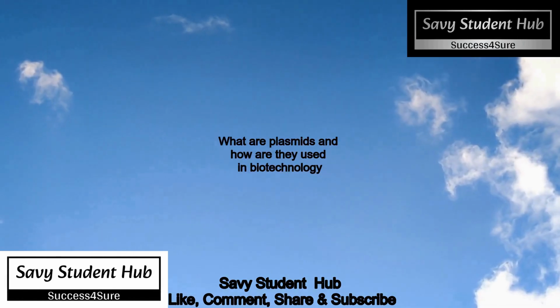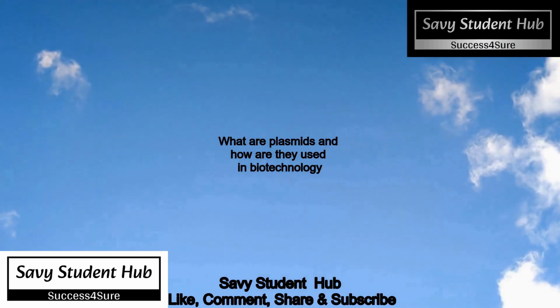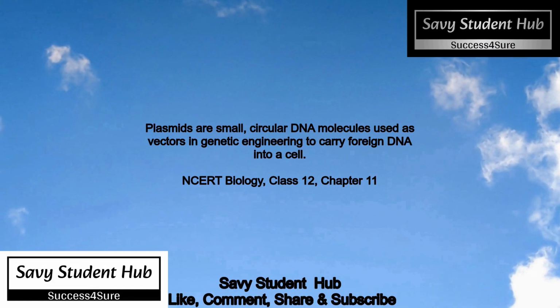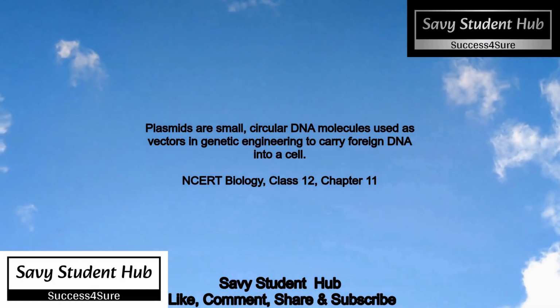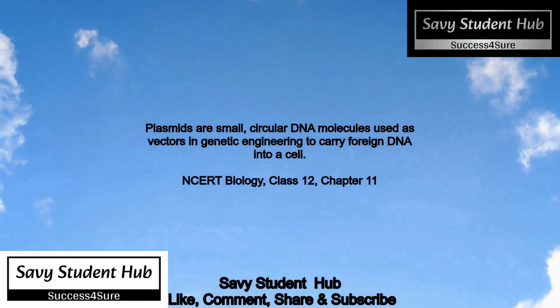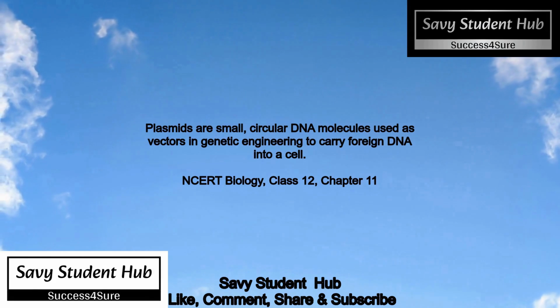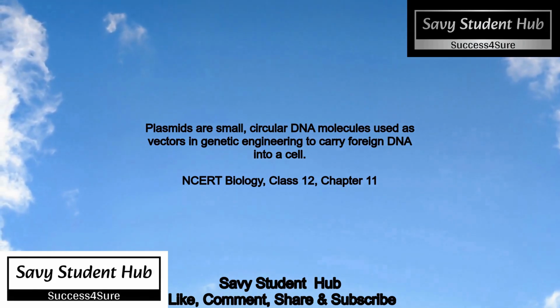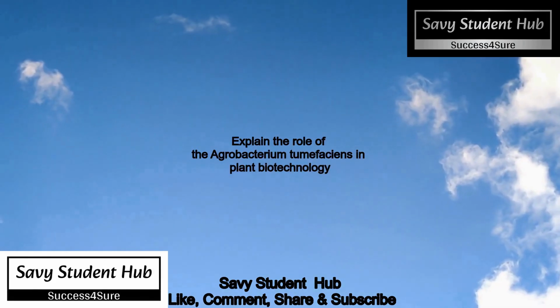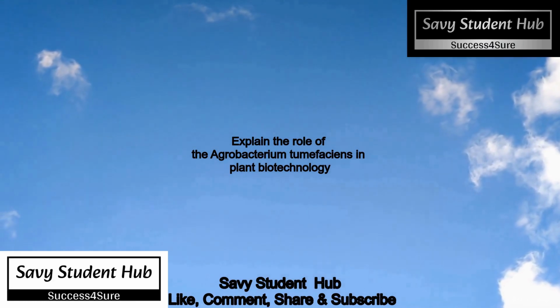What are plasmids and how are they used in biotechnology? Plasmids are small, circular DNA molecules used as vectors in genetic engineering to carry foreign DNA into a cell. Explain the role of the Agrobacterium tumefaciens in plant biotechnology.